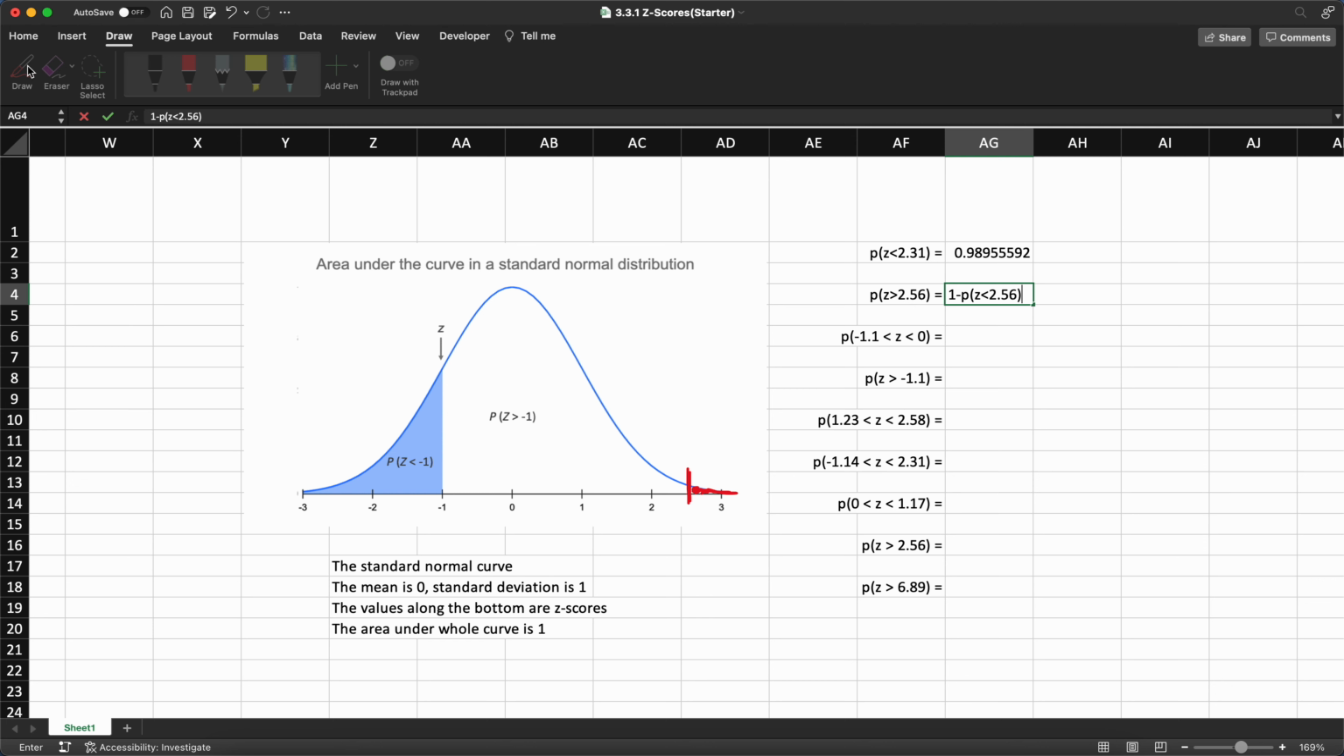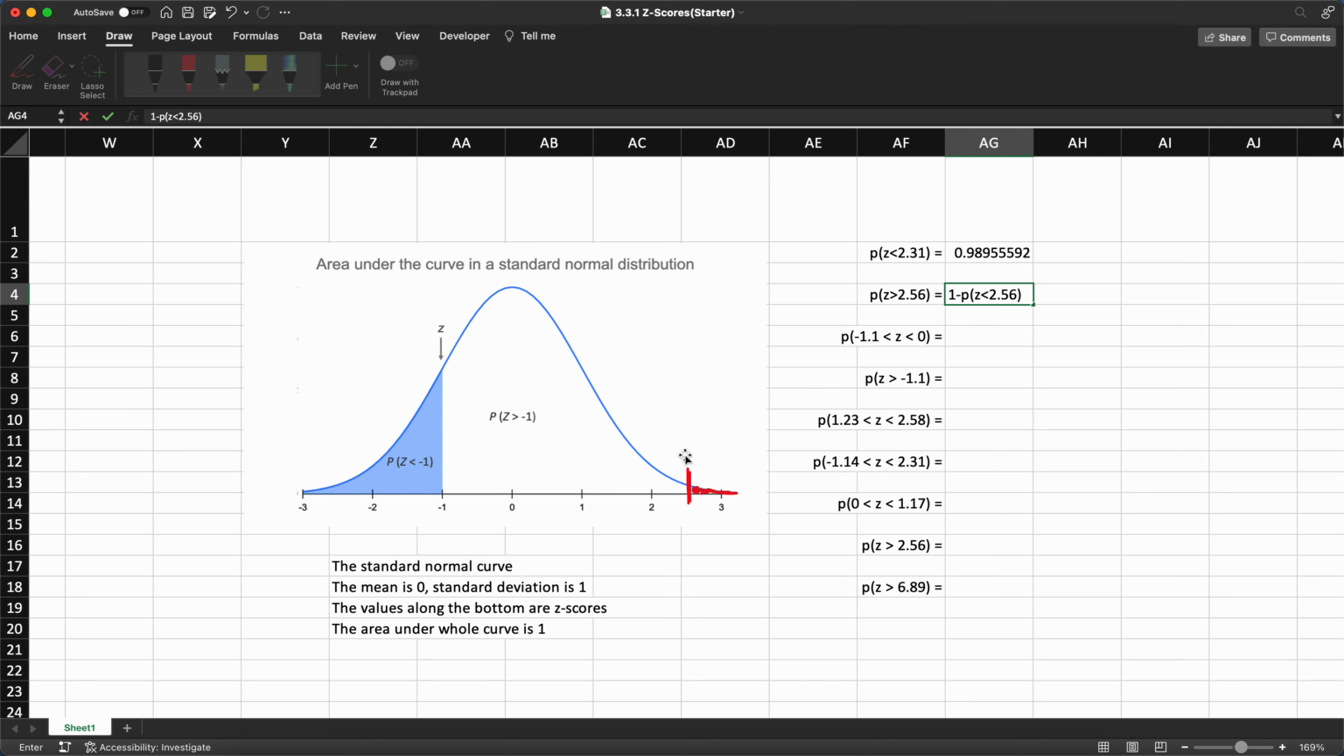The area less than 2.56 or equal to 2.56 are not different areas, and this has to do with calculus. The area of an infinitely thin sliver, thinner than this line that I drew here, under the curve is actually going to be nothing. It's negligible. It's so close to zero that we call it zero. So we don't have to worry about any equal to signs for any of these problems. It's just going to be the same thing regardless.